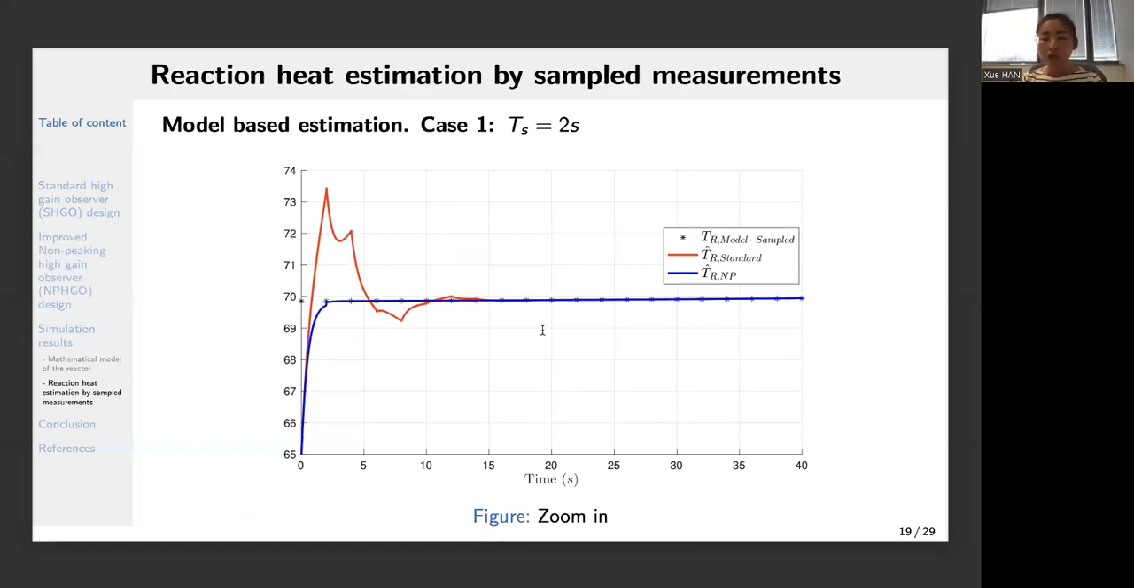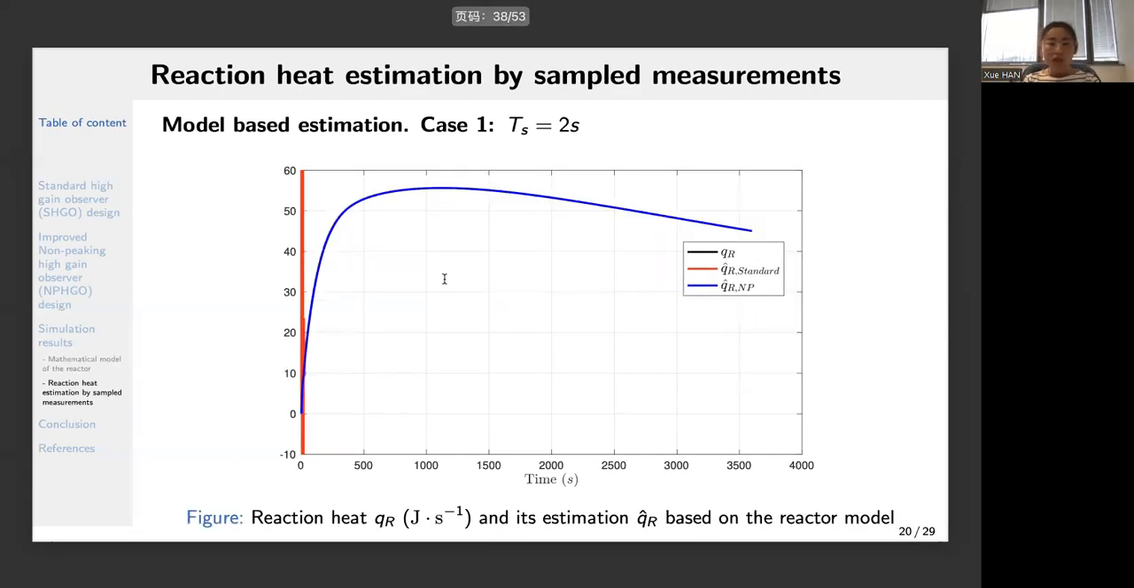then it will converge to the sampled temperature. But we can see the blue line, which comes from the non-peaking observer. The peaking phenomenon is eliminated by our observer, and in the end, it can also converge to the real temperature. And next, I will give the estimation of the reaction heat.